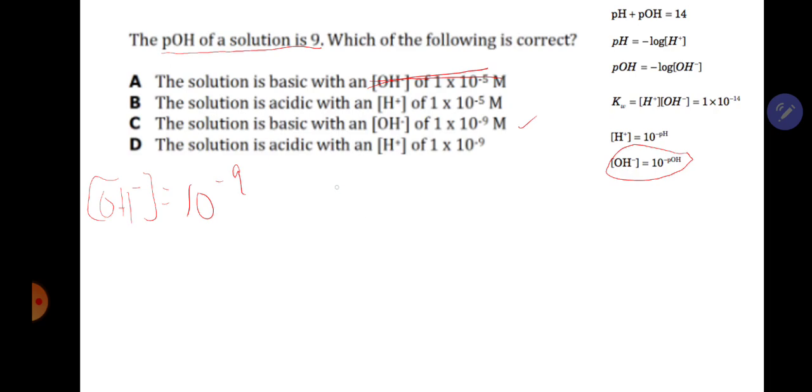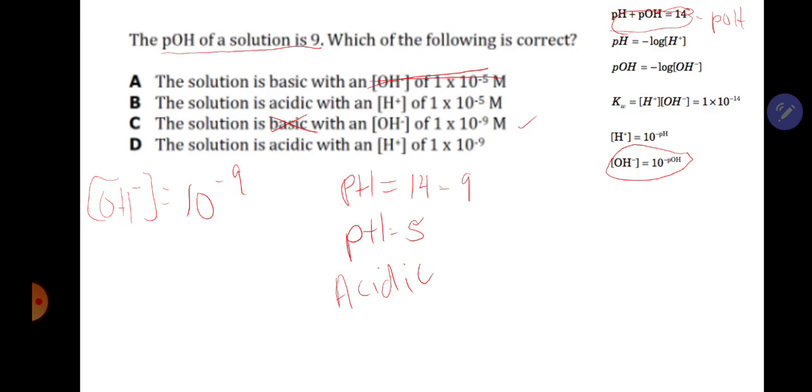If my pOH is 9, what's my pH? We'll find out if this is acidic or basic. Here, I just manually did it. I sent the pOH to the other side. And that's where I got the 14 minus 9. 14 minus 9 is 5. So pH with a 5. That's acidic because it's less than 7. Well, this says the solution is basic, so that's false. So it can't be C.